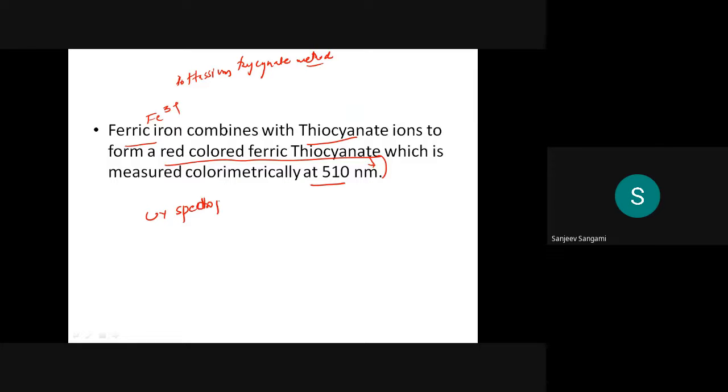at 510 nanometer. Then how this UV spectrophotometer is going to work, I'll explain in the laboratory itself.